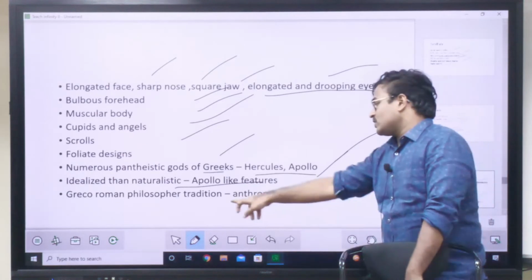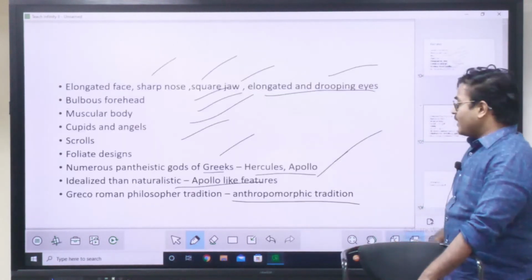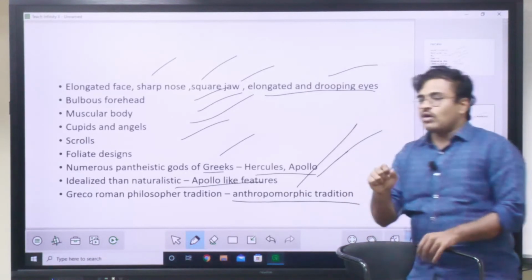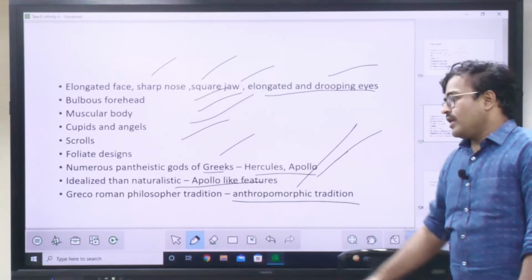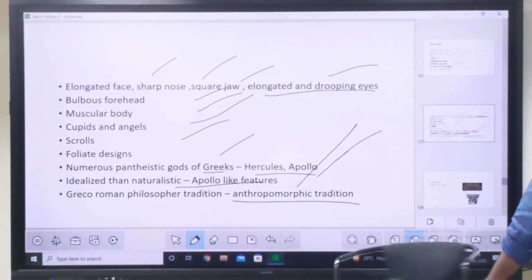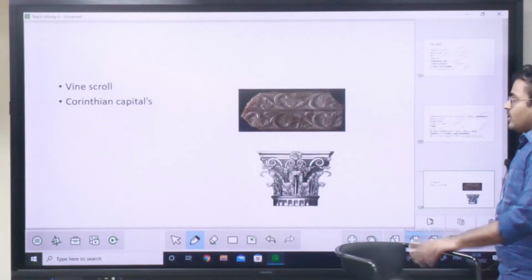Okay, Greco-Roman philosopher tradition, and they started the anthropomorphic tradition. Anthropomorphic means depicting God in human form. Depicting God in human form is known as anthropomorphic tradition.